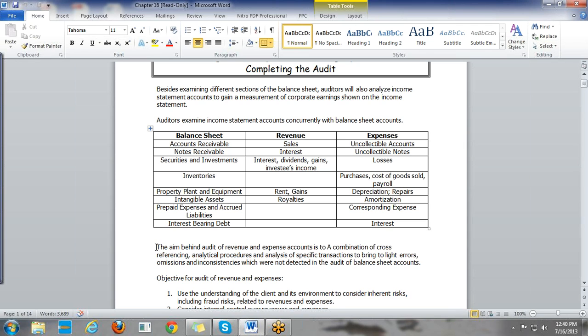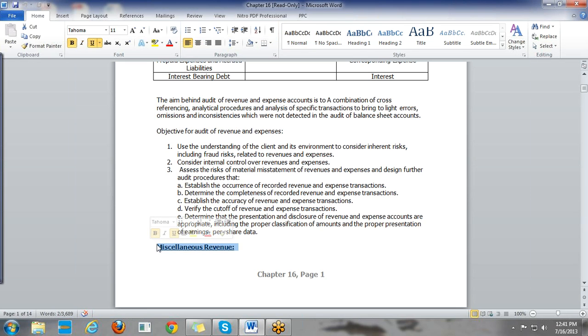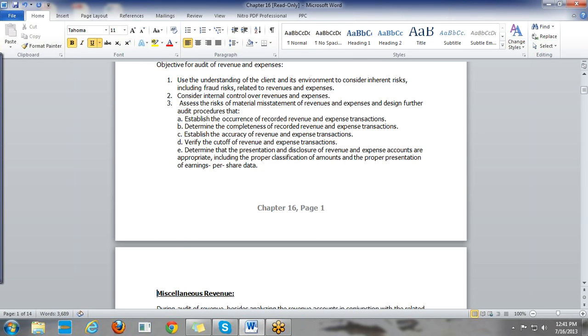So the aim behind the audit of revenue and expense accounts is to do a combination of cross-referencing and analytical procedures to make sure, for example, property, plant, and equipment. New businesses, they have opened up a new plant. There's a lot of fixed asset acquisition. Obviously, there's going to be higher depreciation expense. They have incurred more debt. Obviously, there's going to be higher interest expense. So analytical procedures is what this is basically referring to, and this is what you call indirect confirmations. What we're also going to look at is some direct confirmations in this particular case.